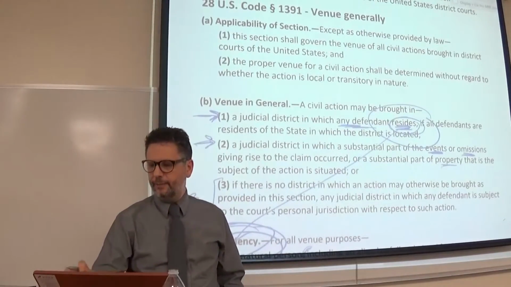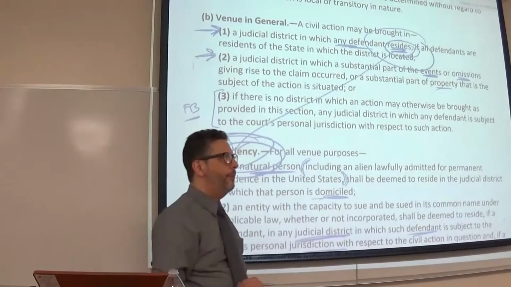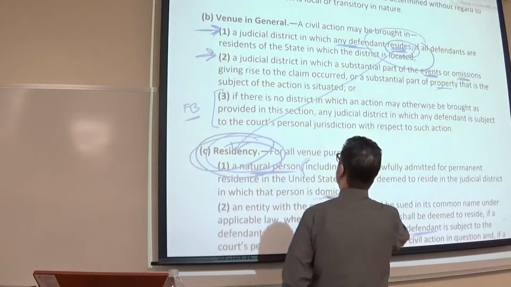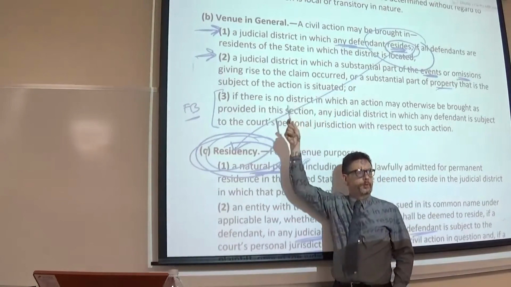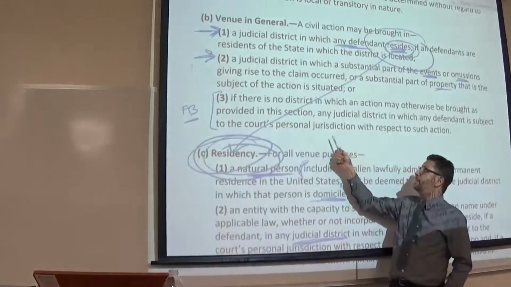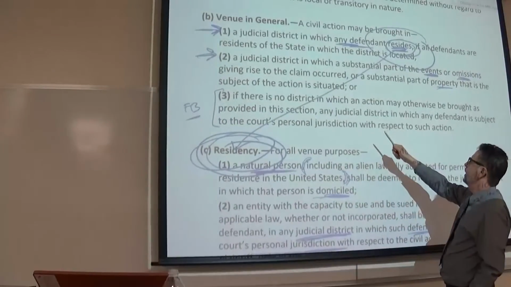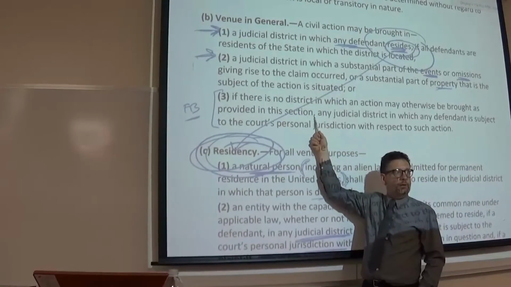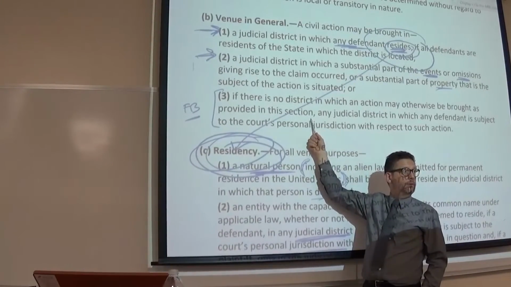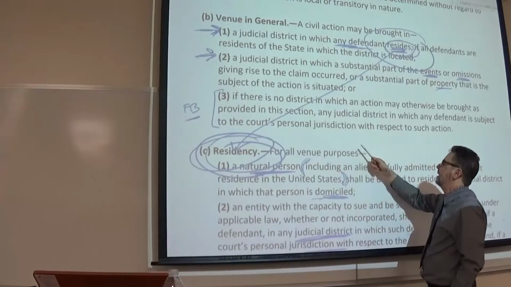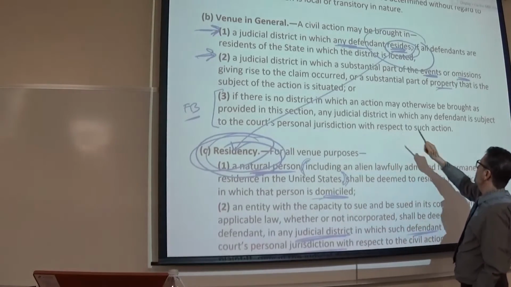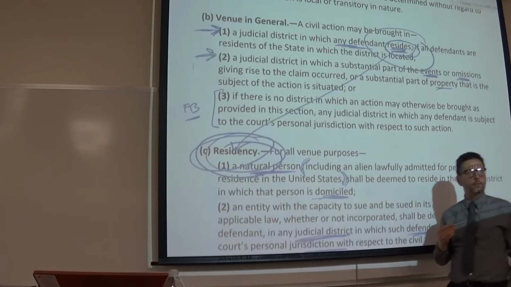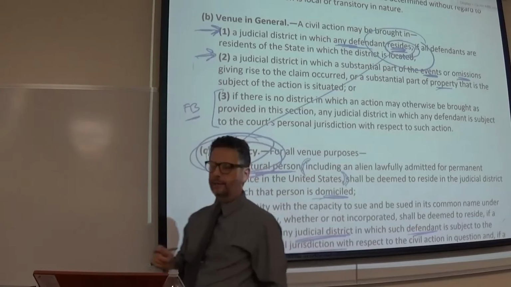Well, that's B1 and B2. What about B3? All right? B3 is a fallback. It only kicks in if and only if you have no venue at all under B1 or B2. So B3 is like a safety valve. And indeed it says, if there's no district in which an action may otherwise be brought as provided in this section, that's the threshold. B1 and B2, you got nothing. If so, then you can use B3. Then venue's okay in any judicial district in which any defendant is subject to the court's personal jurisdiction with respect to such action. All right?